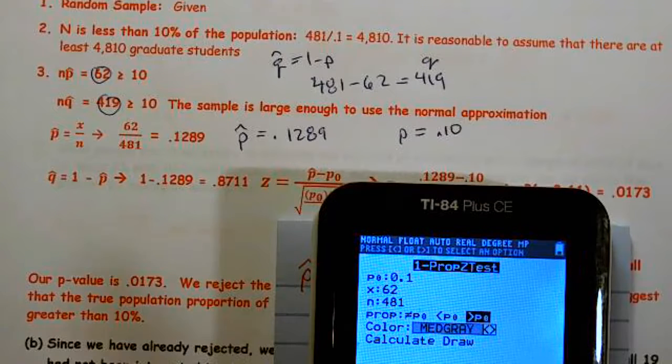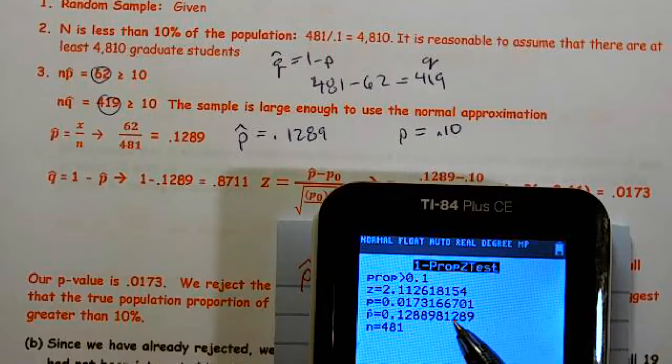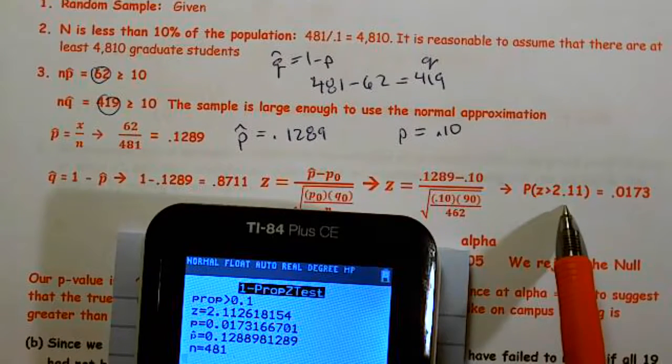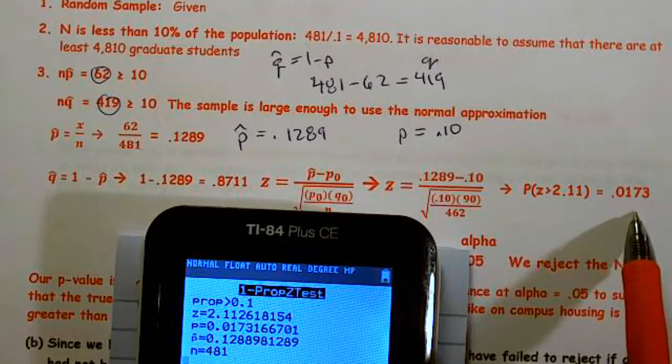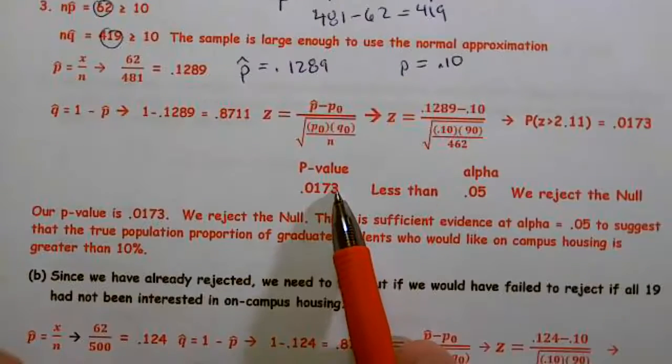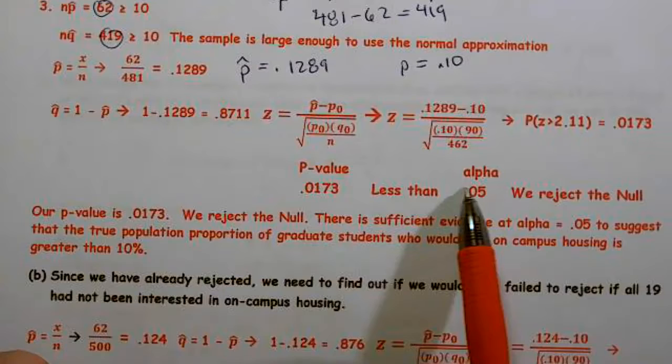I really want that to be a blue. Looks better on my screen. And I end up getting Z is 2.11. So the probability that Z is greater than 2.11 equals 0.0173. So 0.0173 is less than 0.05.